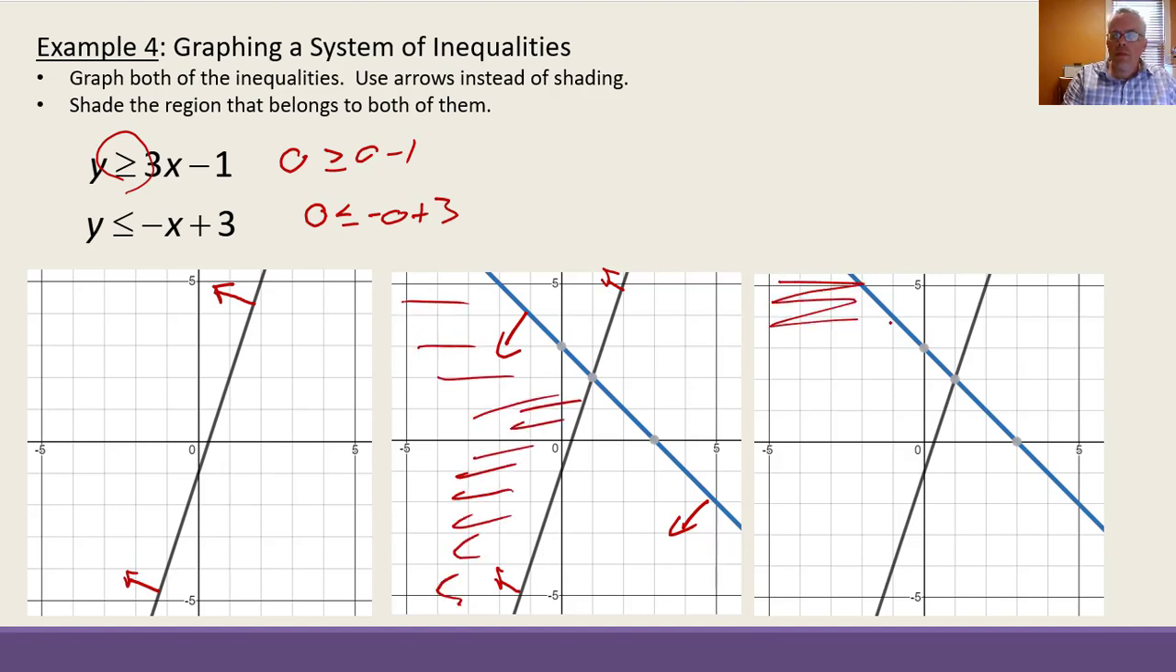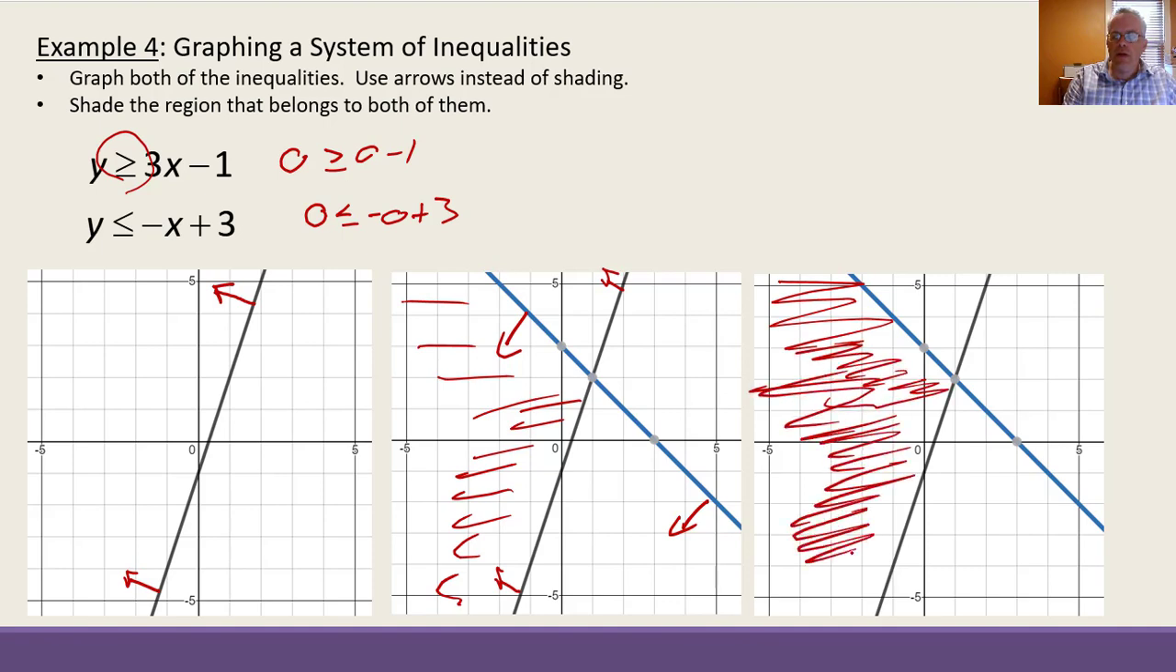So, if we're doing this by hand, what we would do is shade this region right here. There are 4 different regions formed by the 2 lines, and we want to pick which one satisfies both inequalities. It turns out that this one does. This is the one where both the arrows for both lines point to, right there.